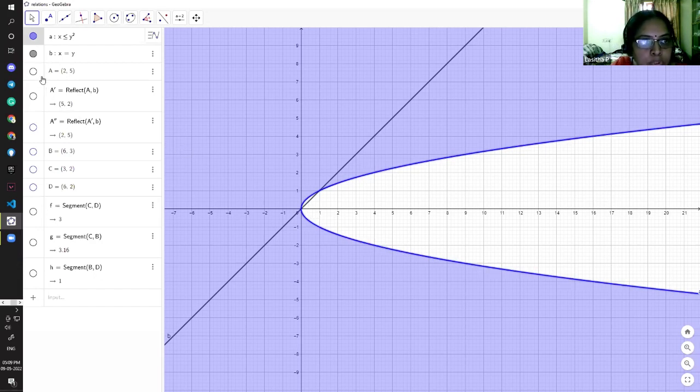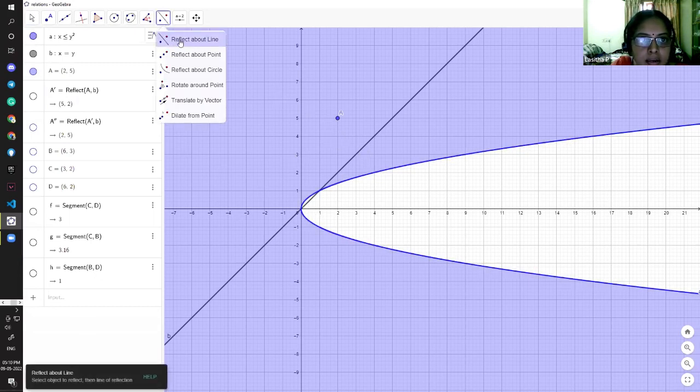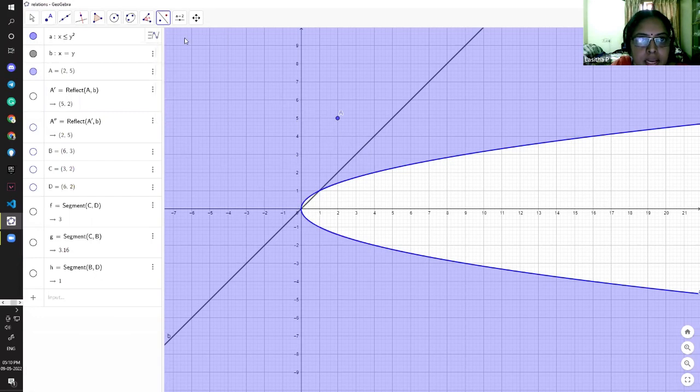Now, in order to prove the symmetry, we can take any point on the shaded region. Here I have taken 2, 5, and I will reflect it on this line. So here I'm taking the reflection about a line. I'm clicking the A and this line. So that point A dash is the reflection of the point capital A. It lies outside the shaded region. That means 2, 5 belongs to capital R, but the reflection 5, 2 doesn't belong to capital R. In that way, we can say that it is not symmetric.